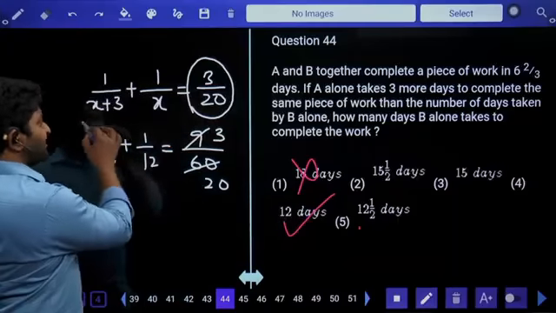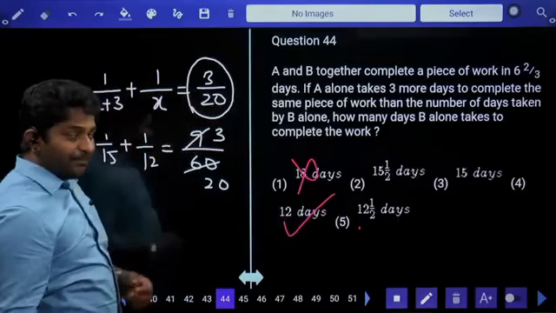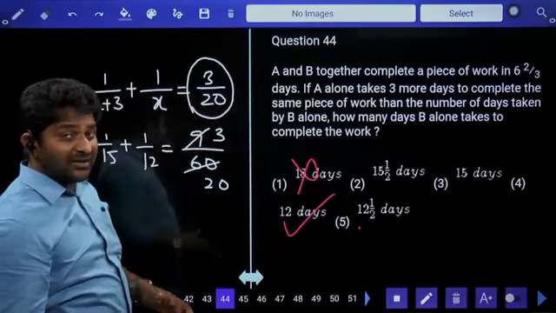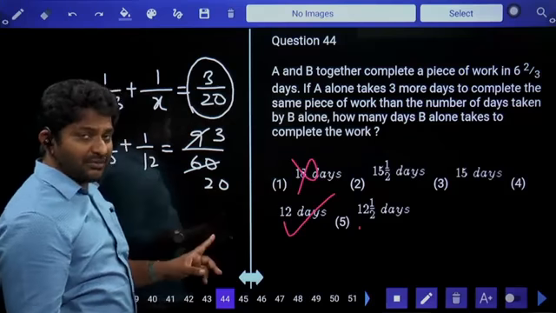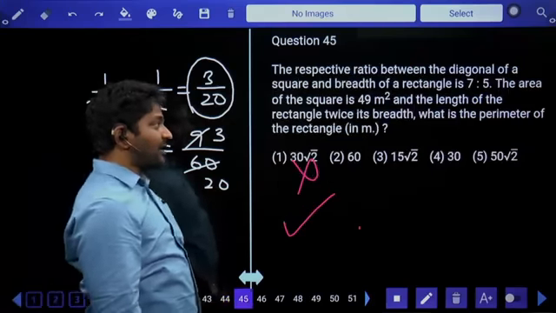See, after getting this particular step, if you try to solve and answer the question, it takes a lot of time. So substitution method is the best method for answering this question.